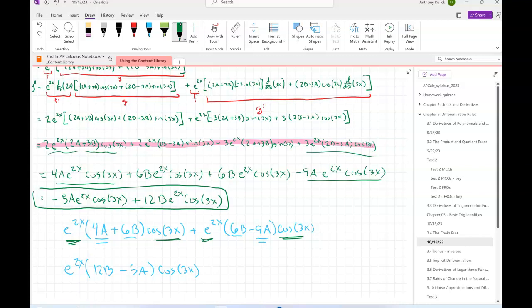So to get the 4a e to the 2x from the line above, I distribute the 2 in. That gives me 4a. I distribute the e to the 2x in. That gives me 4a e to the 2x. I distribute the cosine 3x in. That gives me 4a e to the 2x times cosine 3x. And then I do the same thing to the 3b. That gives me this piece. And then I'm doing the same thing over here, and that gives me this piece. I'm just doing the cosine pieces because those are the like term parts.